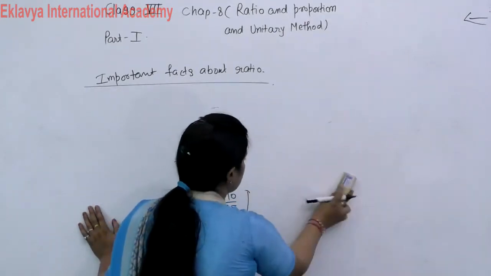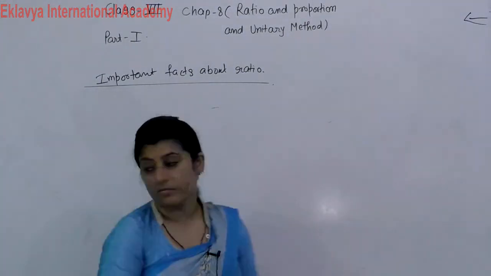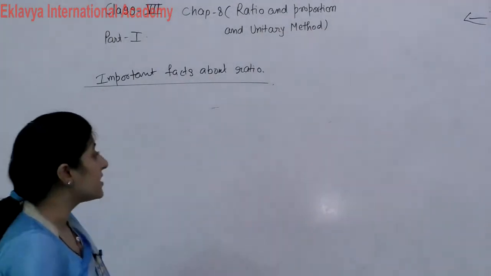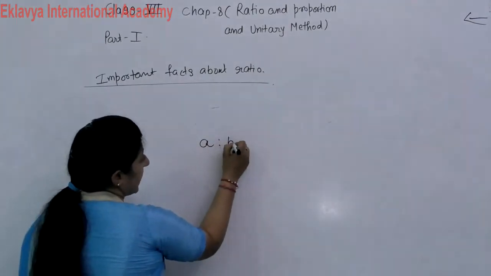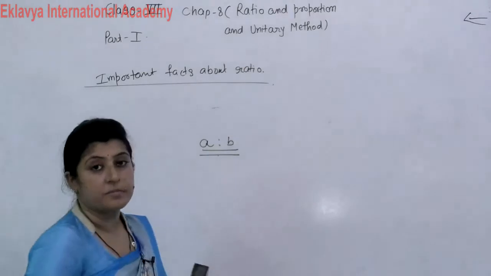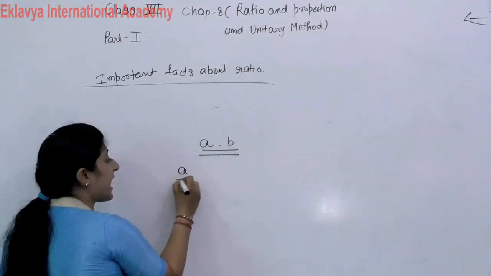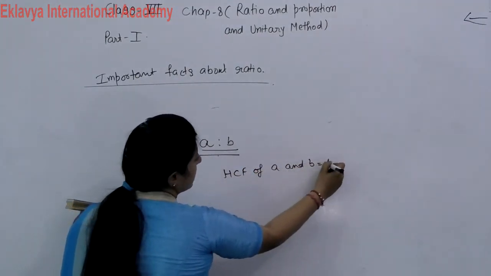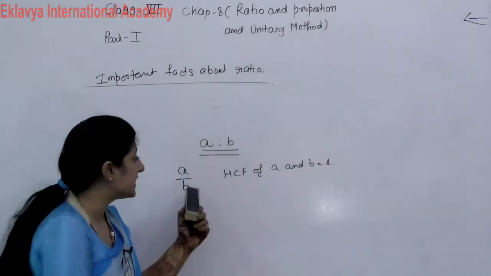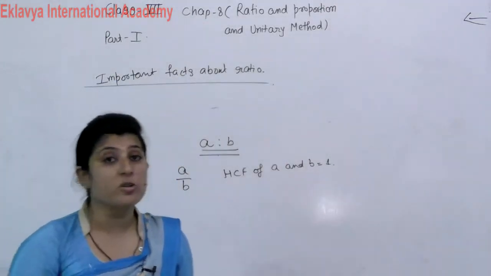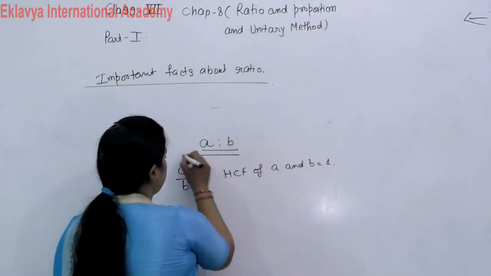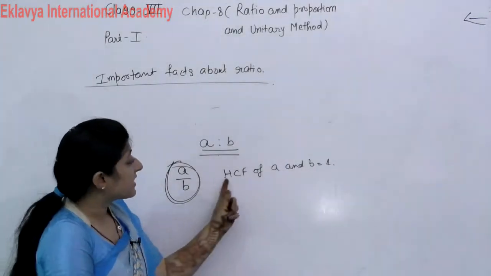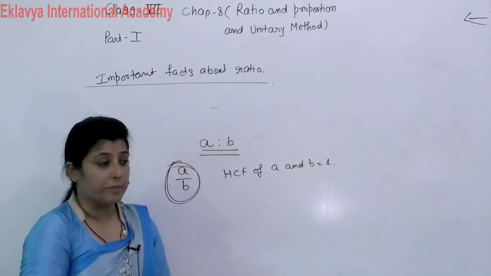Next fact. When a ratio is in lowest term, if I write down A by B, when it is in lowest term, we can say the HCF of A and B is equal to 1. If the HCF of these two is equal to 1, then I can say this ratio is in lowest term. This is a fraction also. Ratio we are writing as A by B. So A by B is in fractional form also. So it is in lowest term when the HCF of this is equal to 1.